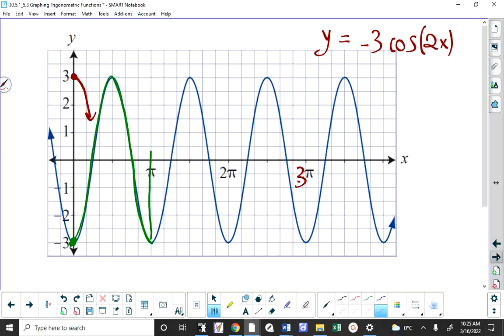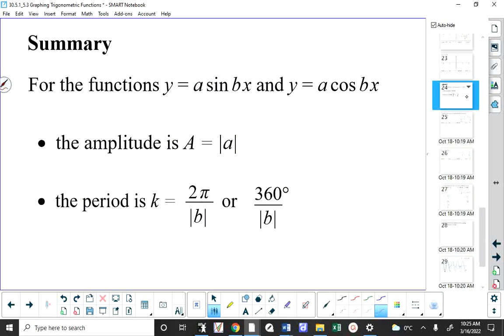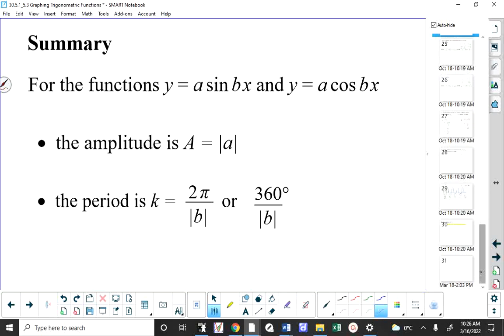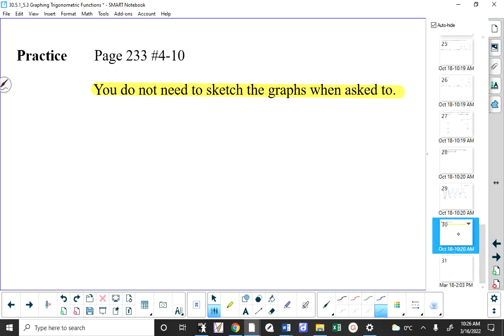What this boils down to, everybody, really is this summary that I believe is at the top of the page we're on right now. That's what this boils down to. So a collection of practice problems on page 233. We do not need to spend time graphing things. You want to step beyond that so you can say, oh, this is the period, this is the domain, this is the range, this is the max, this is the min, etc.